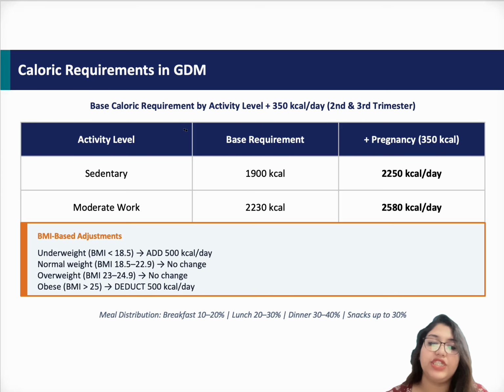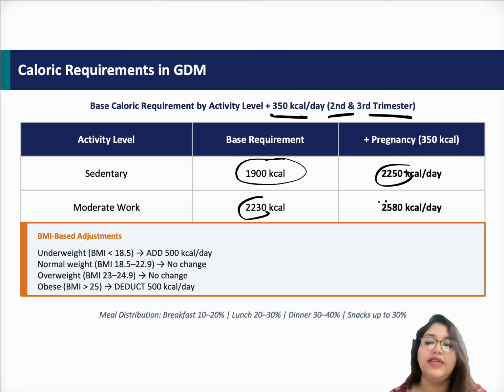Calorie requirement in GDM: base caloric requirement by activity level plus 350 kilocalorie per day in second plus third trimester. So if she has a sedentary lifestyle, base requirement is 1900. If you add the 350, it becomes 2250 kilocal per day. Moderate work, base requirement is 2230 kilocal, and in pregnancy you add 350.